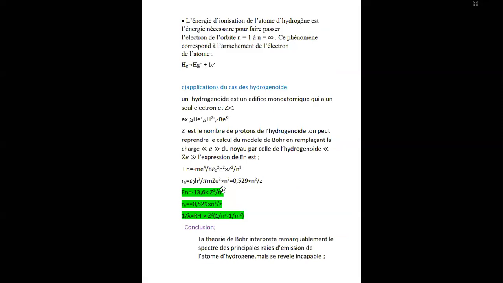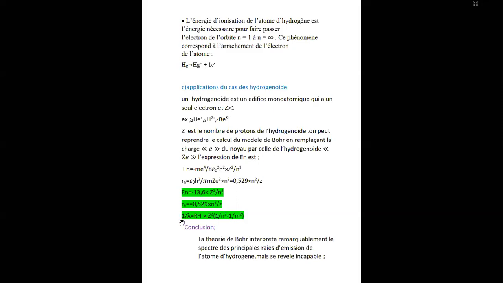n squared is just the number of shells. You know this already. They were using the same equation you have, just putting in the number of protons. If you know the number of protons, you just square it. So this is the first one. If you want to calculate the energy for a hydrogen ion, you just divide by Z. Note that this one is not squared, it's not Z squared. Just the way it is.